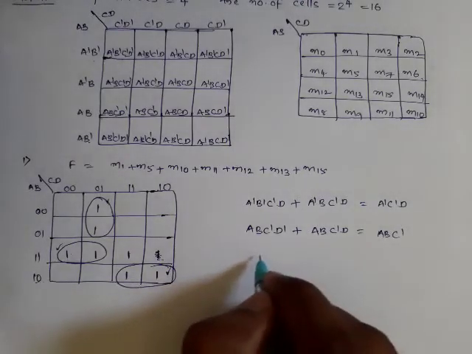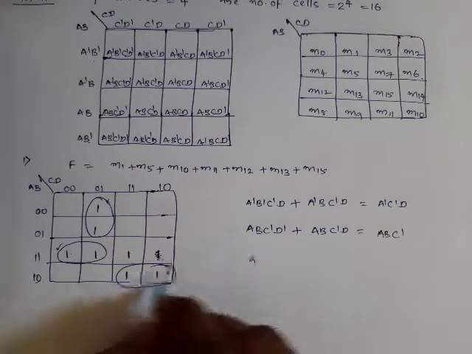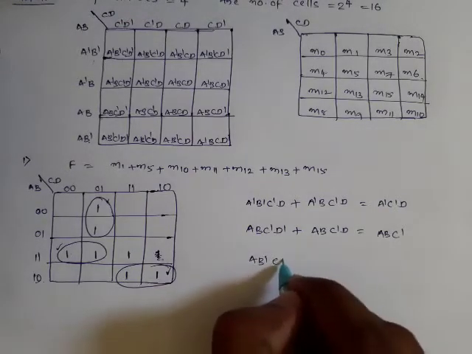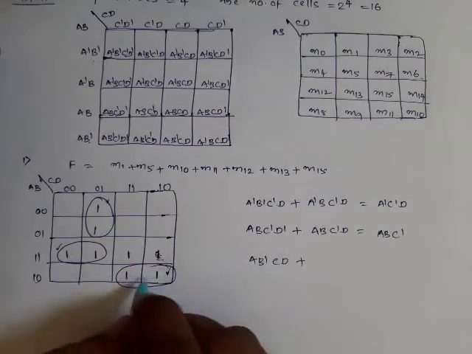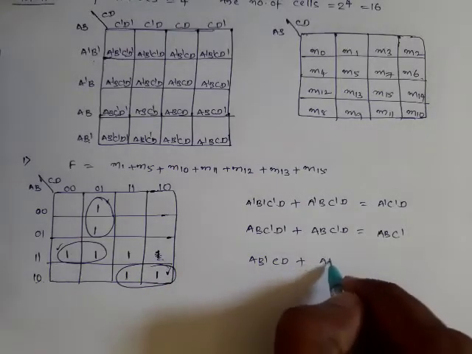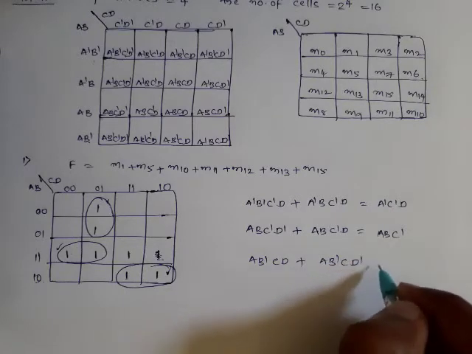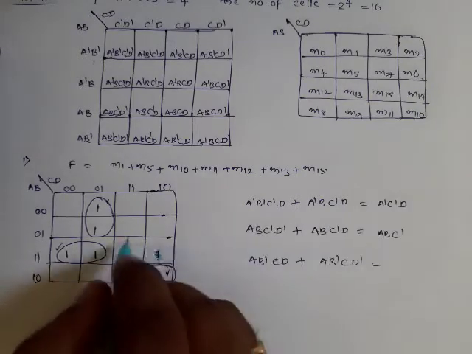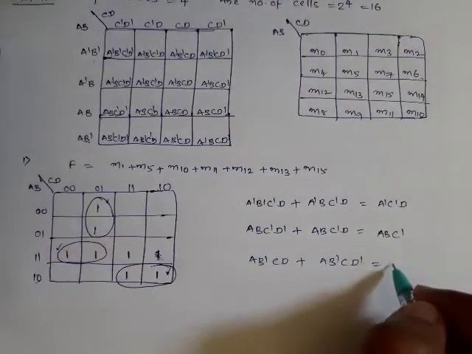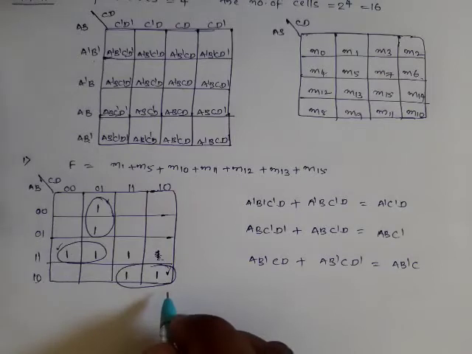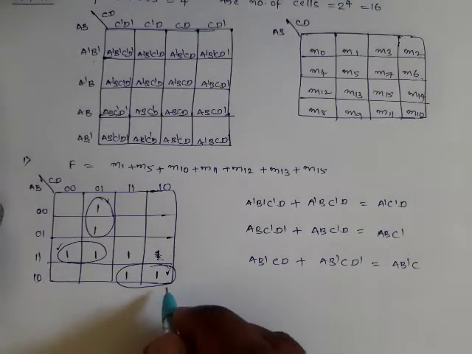It results in a product term. The minterm corresponding to this is A, B bar, C, D, plus corresponding to this is A, B bar, C, D bar. The variable that is changing is D, so D gets eliminated. The result is A, B bar, C.